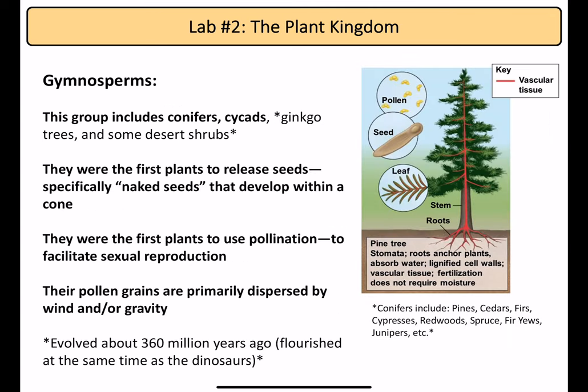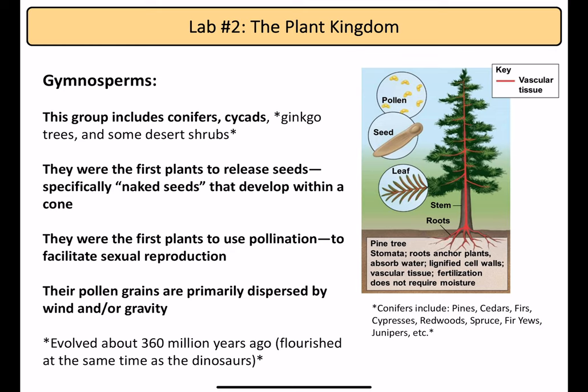Moving on to group number 3, the gymnosperms, which in Greek means naked seed. That is because the seeds of these plants are not completely enclosed by tissue. So they don't have fruits where the seed is completely surrounded. Instead of a fruit, they have a cone where the seed is more exposed to the environment.